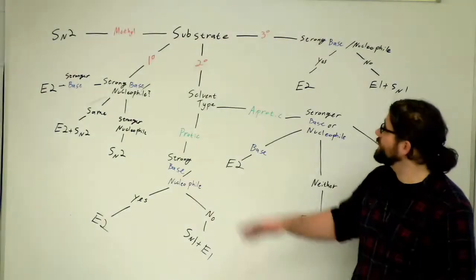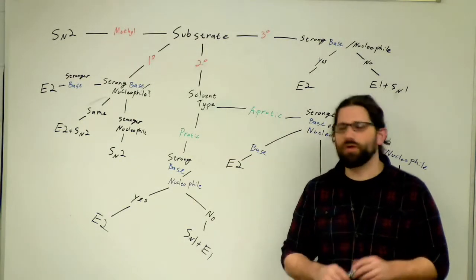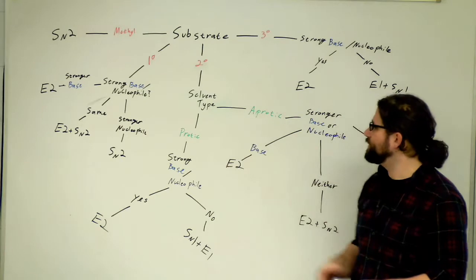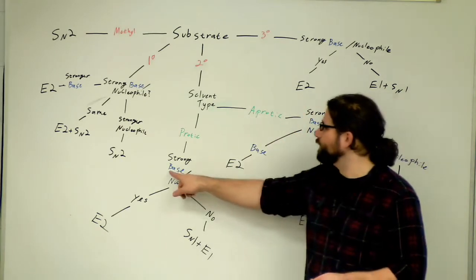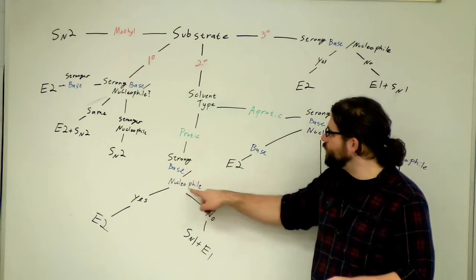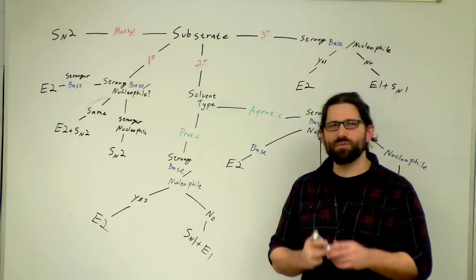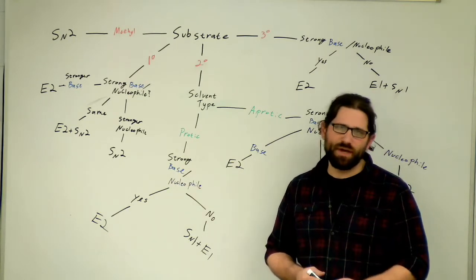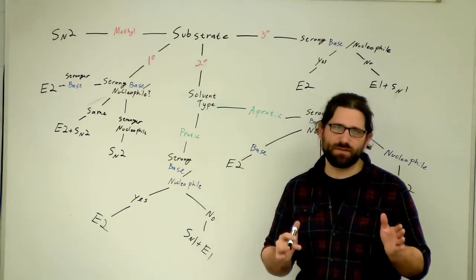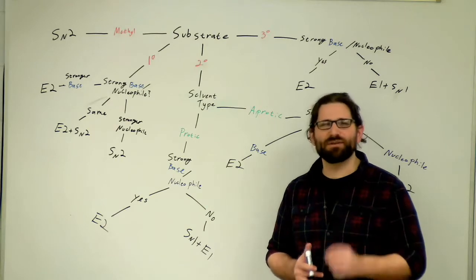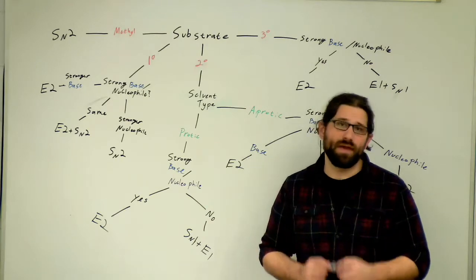So we've learned how to classify our substrates. We've learned how to classify our solvent types. The rest of this flowchart is going to be looking at the difference between something called a base and something called a nucleophile. So next we need to talk about bases. And when we talk about bases, we're talking about it in terms of acids and bases. So let's look at what factors affect the strength of a base.